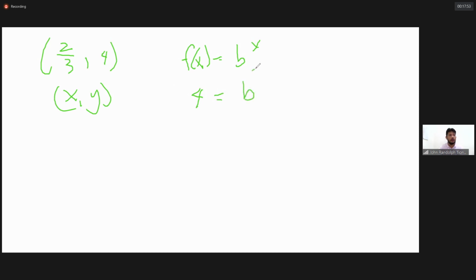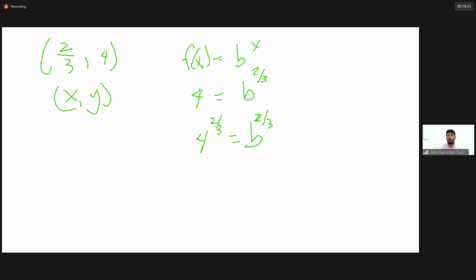So here you are going to raise 4 to the power of 2/3 equals b to the power of 2/3. So what must be the value of b so that it equals 4 to the power of 2/3? What is 4 to the power of 2/3, guys? How are you going to compute that? Anyone in the Zoom chat?